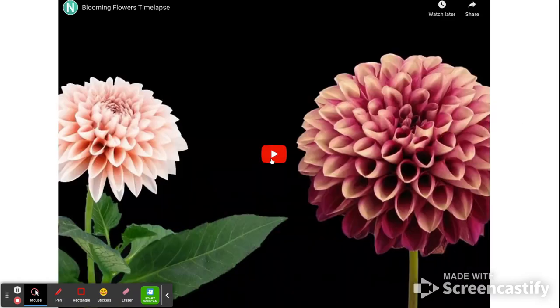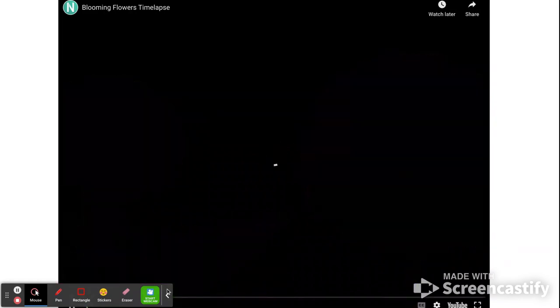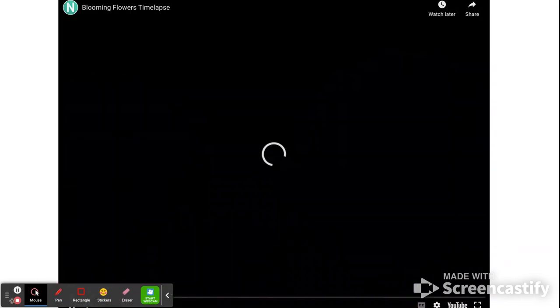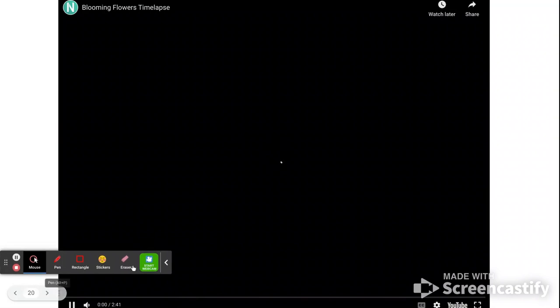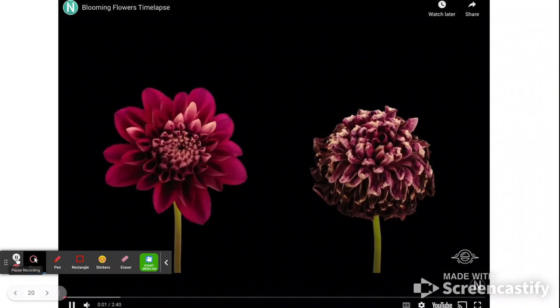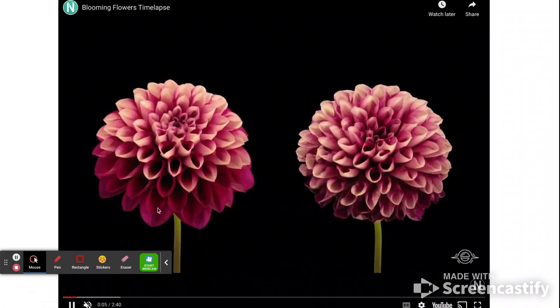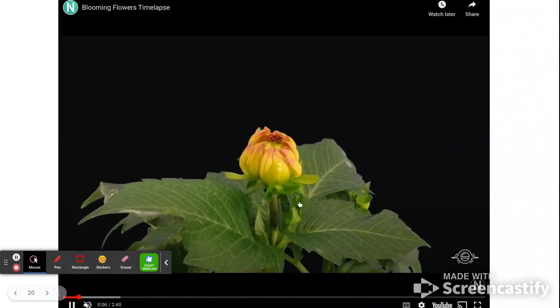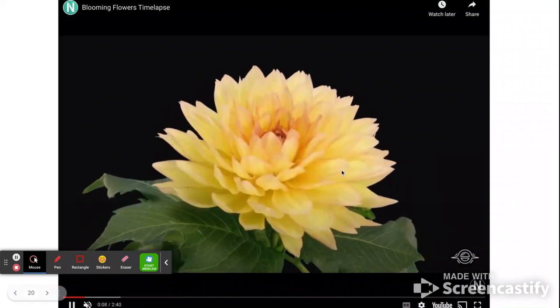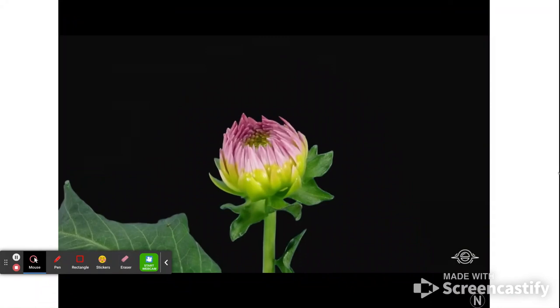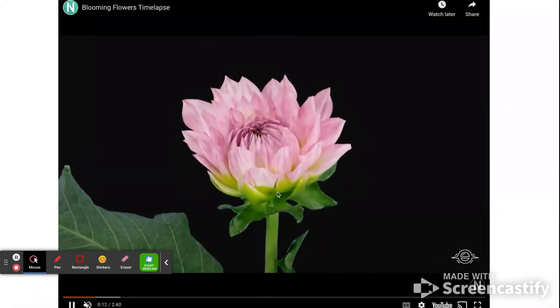So first thing I have here is a little video clip, and we're going to take a look at this. And it is a time lapse of a flower. So as soon as this loads, I'm going to mute the music here, but these are flowers that are blooming. I know it's a little bit choppy here, but you get the idea.